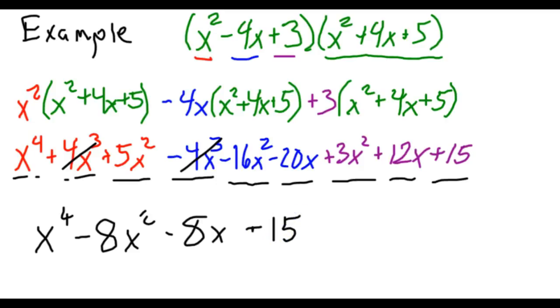So our end result for our polynomial is x to the fourth minus 8x squared minus 8x plus 15.